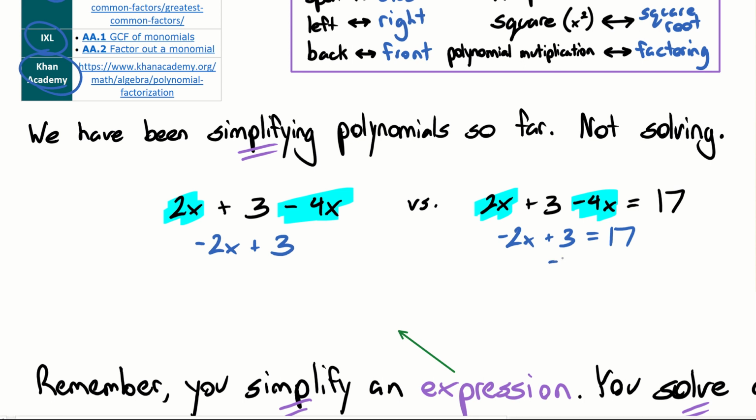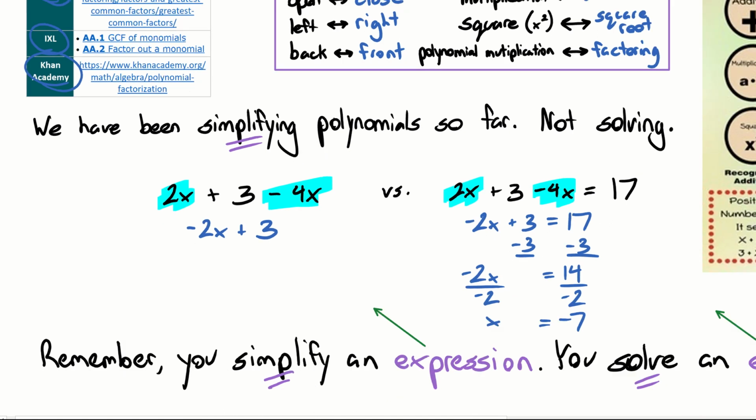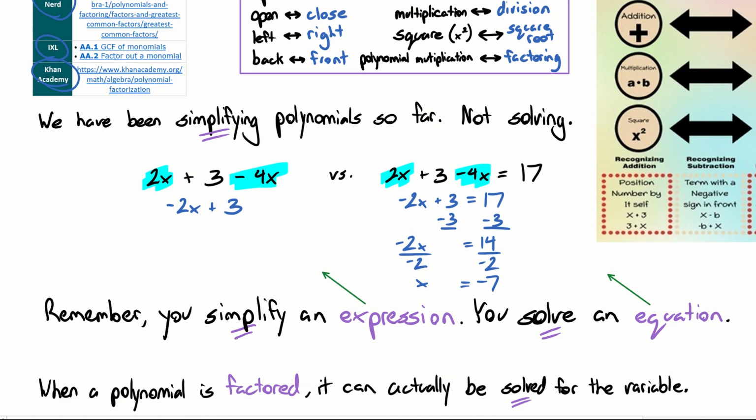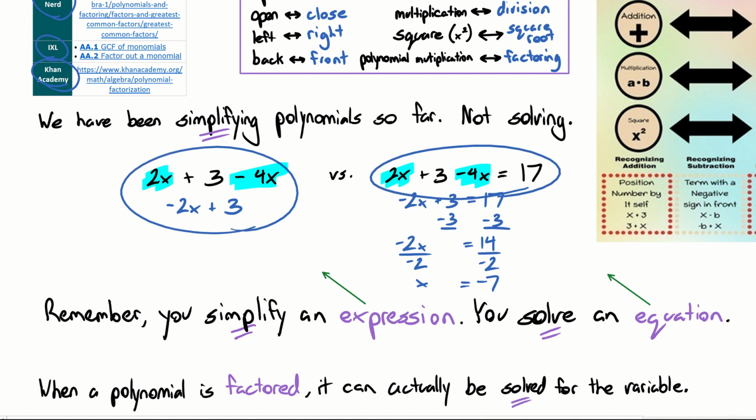All right, I'm going to subtract 3 from both sides, and I get negative 2x is equal to 17 minus 3. Okay, that's 14. Divide both sides by negative 2. I'm using inverse operators here, and I get negative 7. You see, ladies and gentlemen, you got to remember, you simplify an expression. You solve an equation. Here was my expression. Here was my equation.